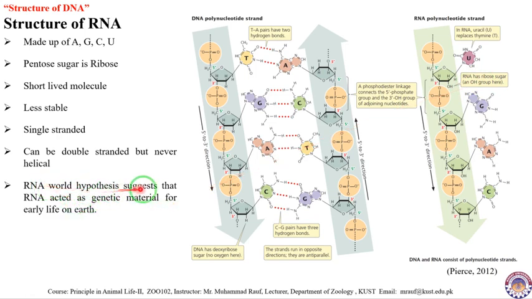The RNA world hypothesis suggests that RNA acted as genetic material for early life on Earth. If you have a look at the evolution where the organisms have moved from simple to more complex, so if you apply the same concept here, then RNA is simple as compared to DNA, and it can be regarded as an ancestor of DNA.